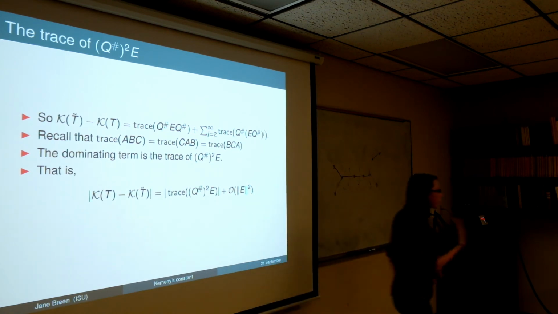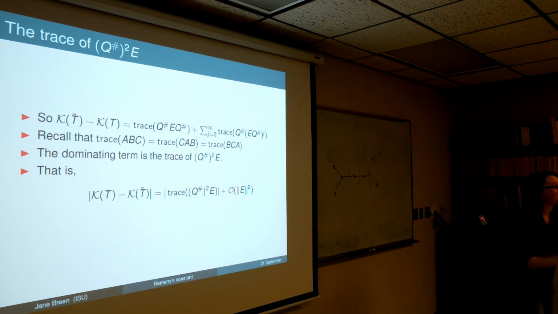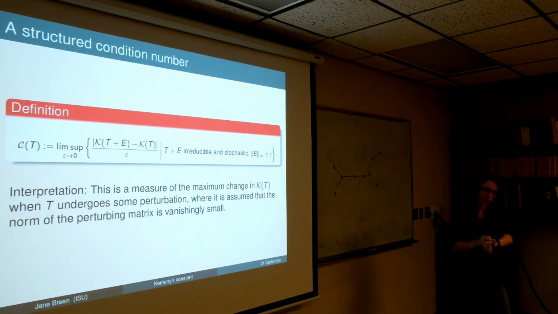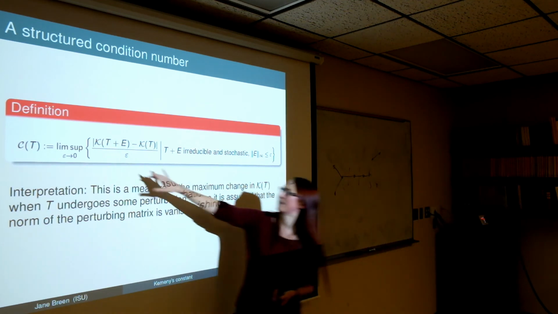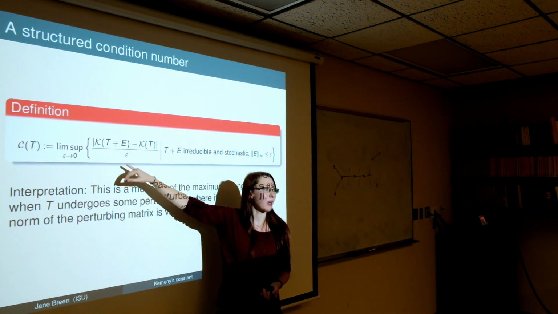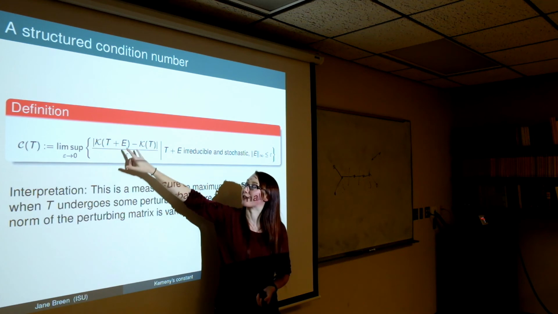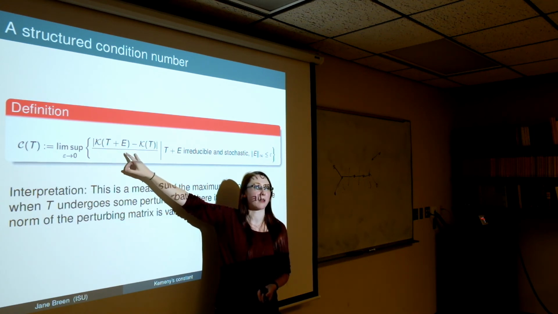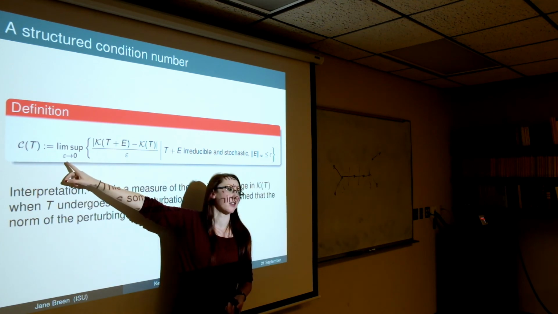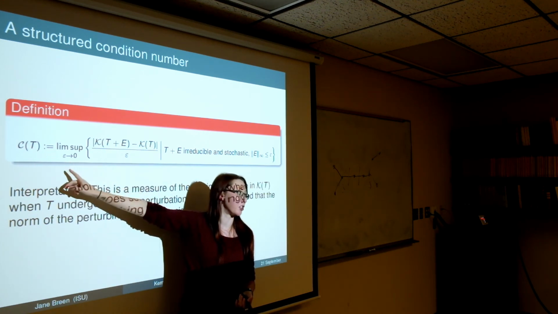But what we're talking about here when we're talking about conditioning is being as precise as we can, right? I can't just flub off this, or at least I'm uncomfortable doing that. So instead we'll define a structured condition number. This is where we take a limit, we kind of mod out by the size of the error, and then we take the limit supremum of the worst change I could have, where I'm assuming that the size of the perturbation is vanishingly small.